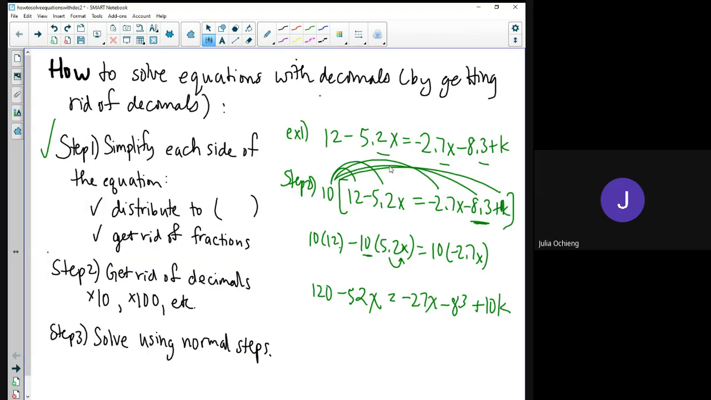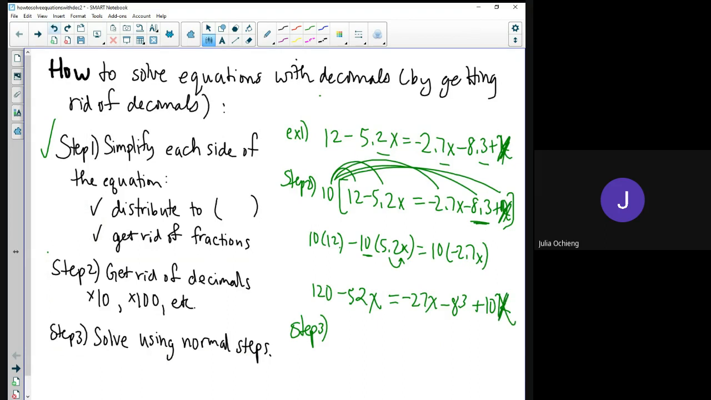You should now be able to solve this. This is assuming you already know how to solve equations and you just need help with decimals. So step 3 is just solve using normal steps. That's what we're going to do. Now, this part I'm going to do quickly. I'm going to take that negative 52x, oops, I changed this to a k for some reason. Let's fix that, so that's an x, that's a 1x.